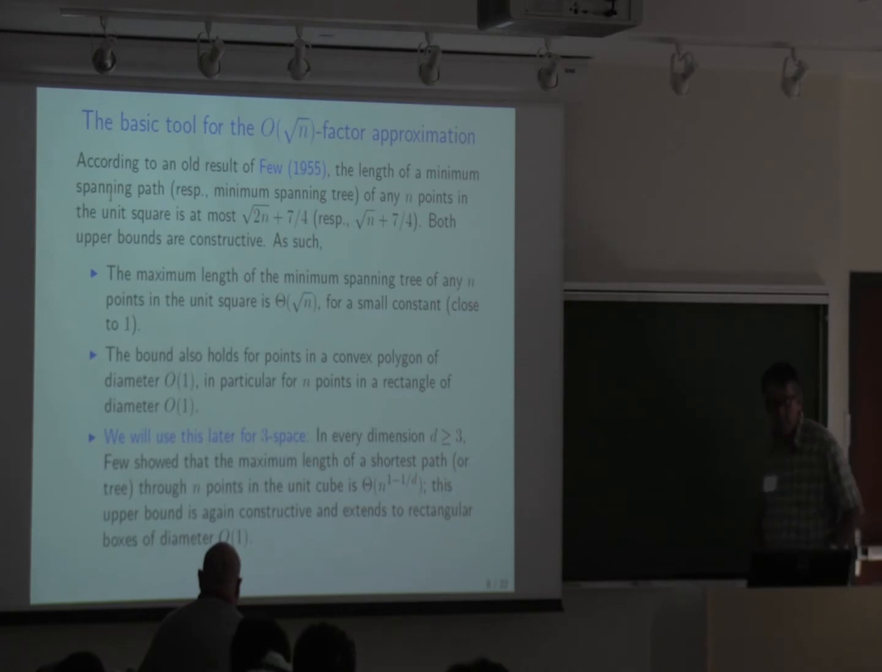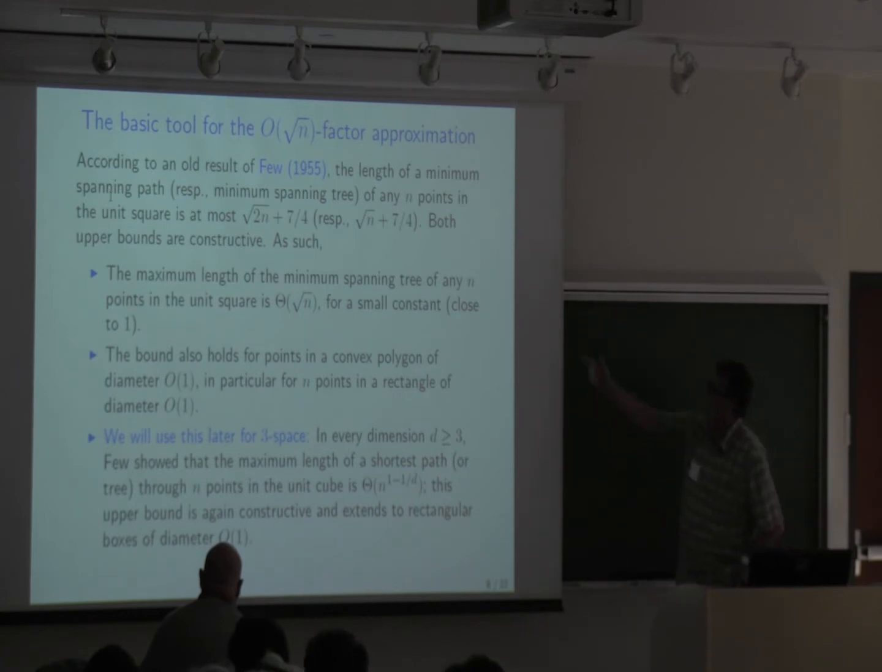Now, where does this square root of n come from? This comes from an old result, maybe an upper bound. How long is the minimum spanning tree, let's say, or path of n points in a unit square? That was answered in '55. It's around square root of n.